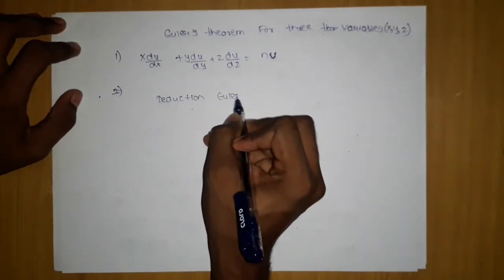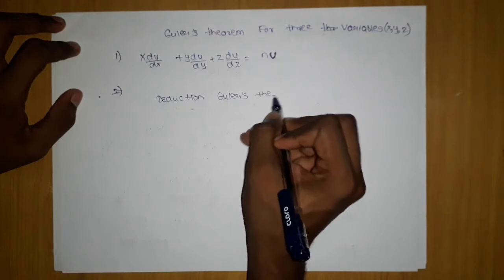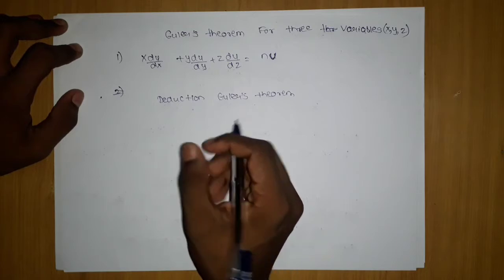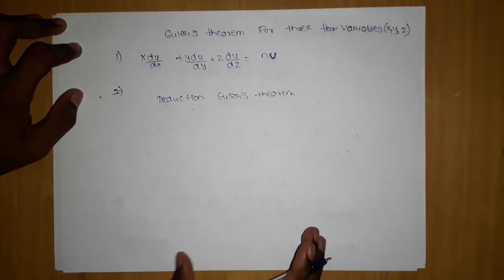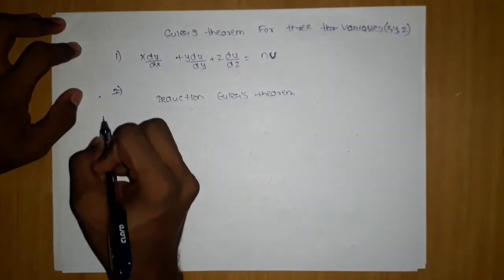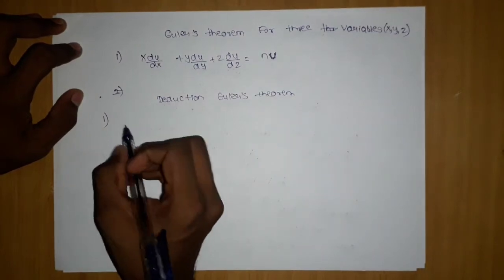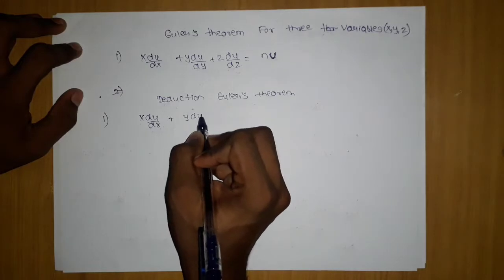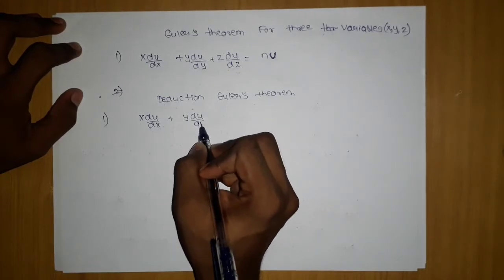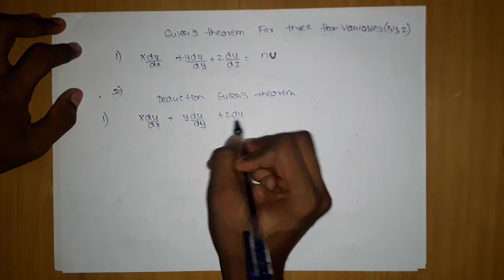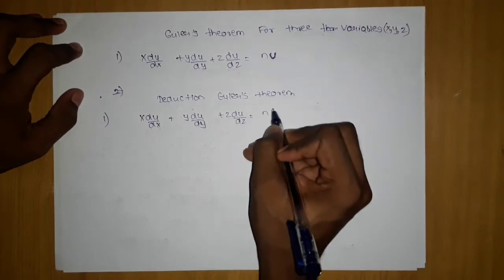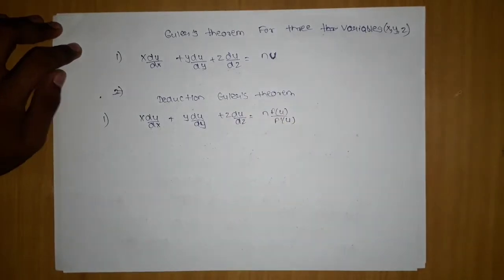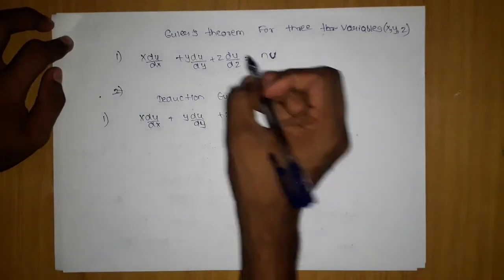Deduction from Euler's theorem. What does deduction mean? It means the same thing, just represented in another format. The face will just change, the work will be entirely the same. So here it will be x ∂u/∂x. You will see and say, yeah, it is almost the same. Then ∂u/∂y, z ∂u/∂z, and here what you have is n into f(u) upon f'(u). So you can see everything is the same, and they call it Euler's theorem for three variables.